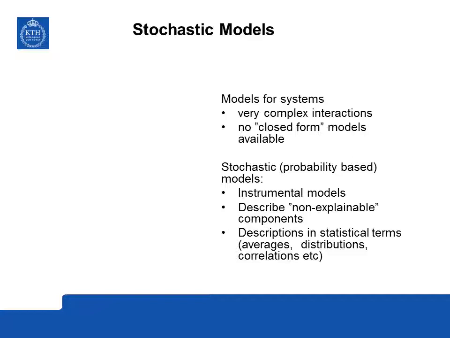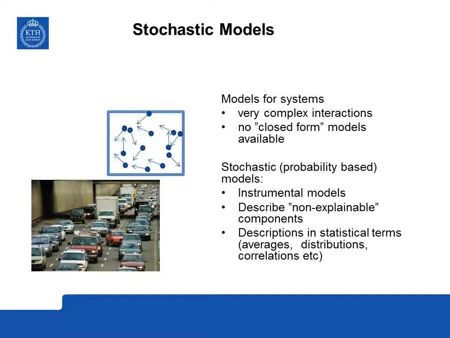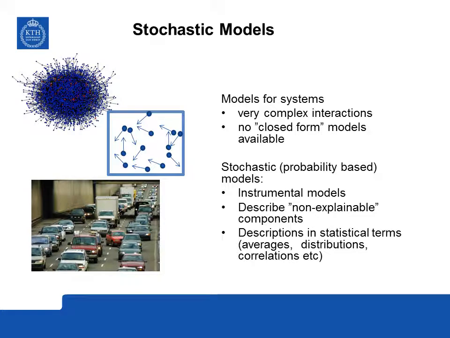Examples of situations where stochastic modeling can be appropriate are complex systems like the traffic behavior in rush hour in a big city, the behavior of the molecules of a gas in a container, a very large number of components, a very large number of molecules, or the packet traffic in the internet, which is another good example of very complex systems where probabilistic models can be appropriate.